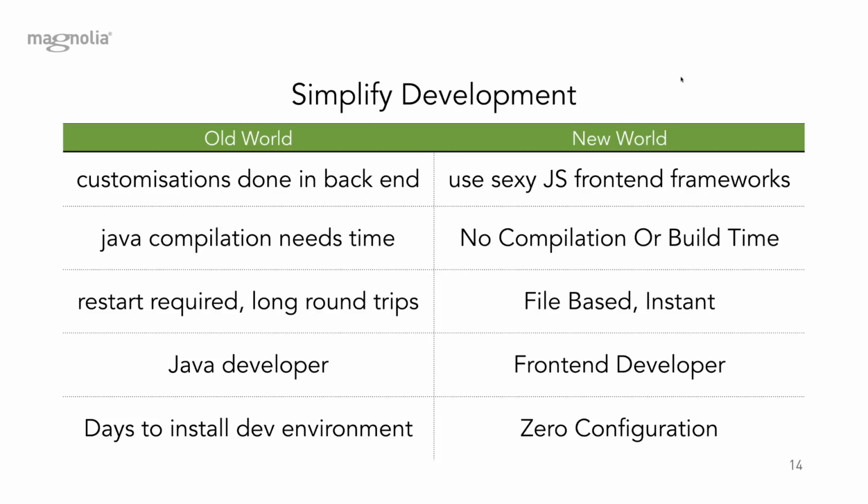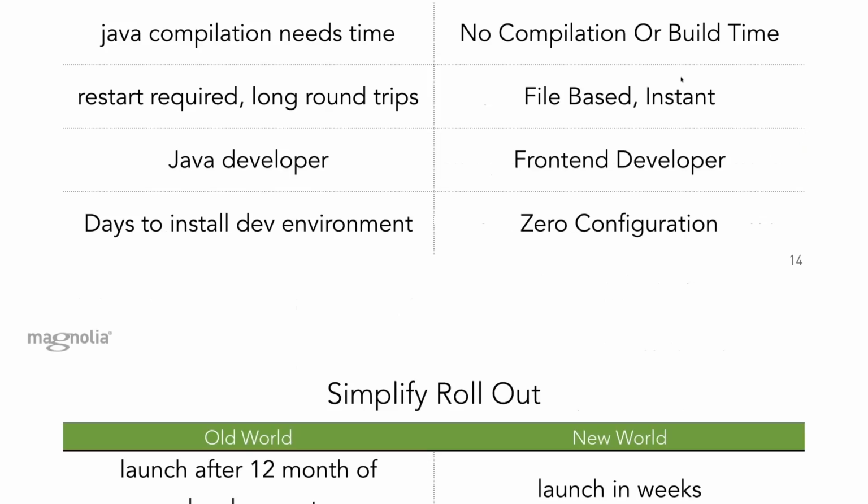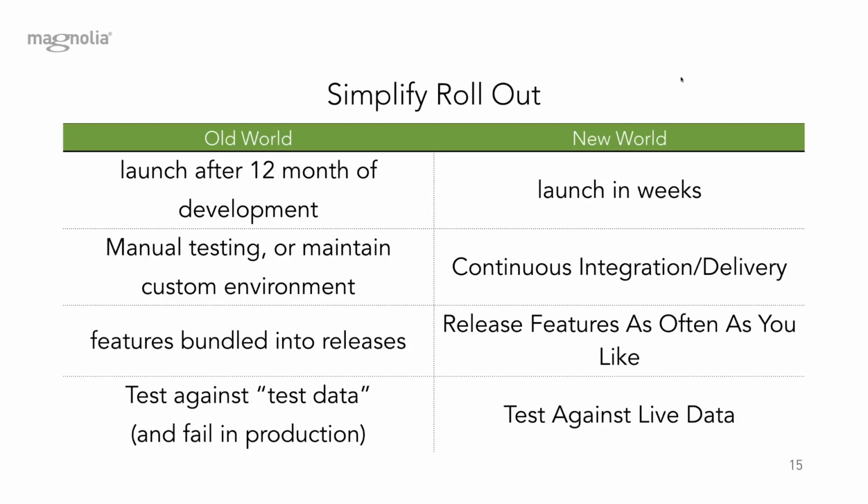Also, regarding the simplification of development, it used to be that it took days to install your development environment. So your devs would lose a lot of time to even get started, and also they need to maintain that. Whereas with light development, you go into a zero configuration environment, so you can just get started. You don't even need to install Magnolia on your laptop or desktop, which I think is actually really, really cool. And finally, of course, we simplify the rollout.